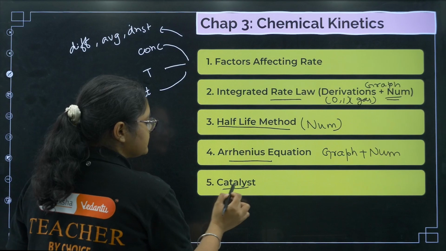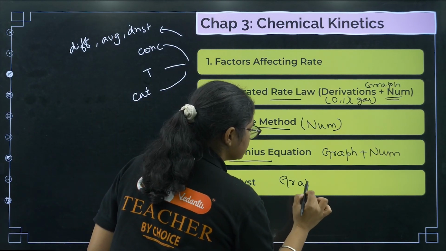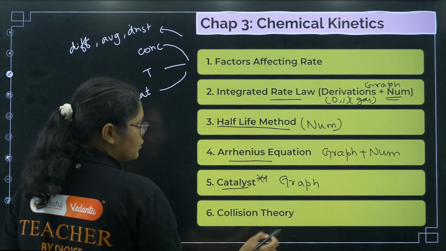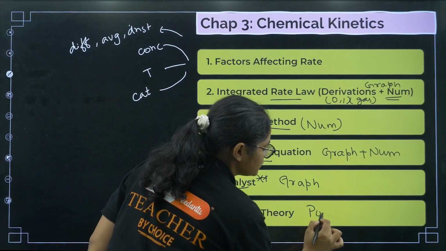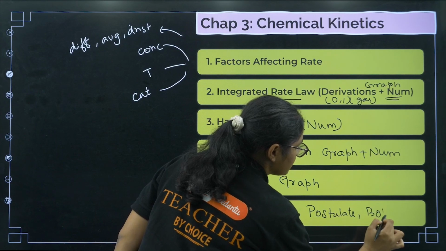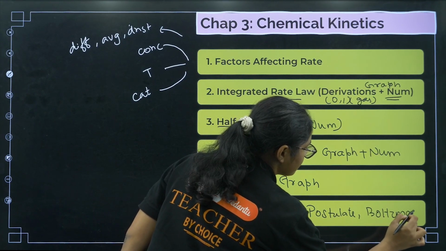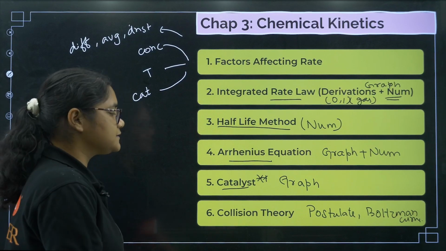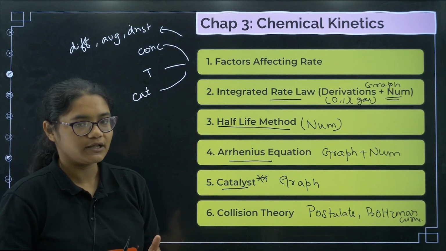Next we have catalyst. So here just prepare the graph. This is very important graph from this chapter. And next one is your collision theory. You should be knowing the postulates, okay? And next thing is Boltzmann curve, okay? So these are the things that you need to focus from this particular chapter.